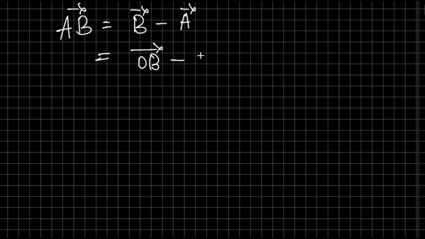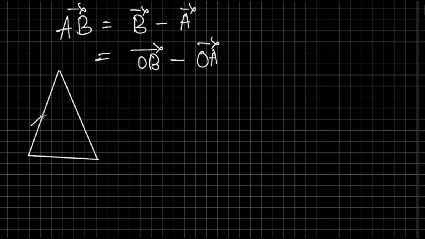Let's see the analysis. Remember that vector AB is normally vector B minus vector A, right? So if we put the position, that would be OB minus OA. So if we interchange it, what are we going to add? This is basically displacement. This is when you are computing displacement. Now let's see the addition.